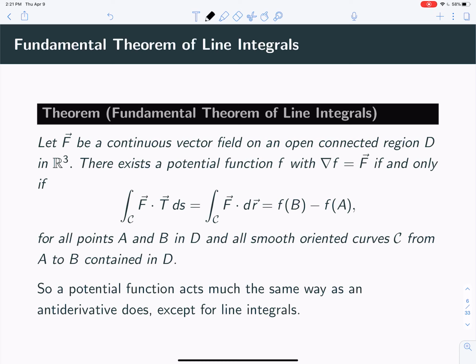So let F be a continuous vector field on some open connected region. It has to be connected. The word open is technically important, but it just means the region has an open boundary, like a circle that doesn't include its edge. So F has to be continuous on some open connected region, in R2 or R3.